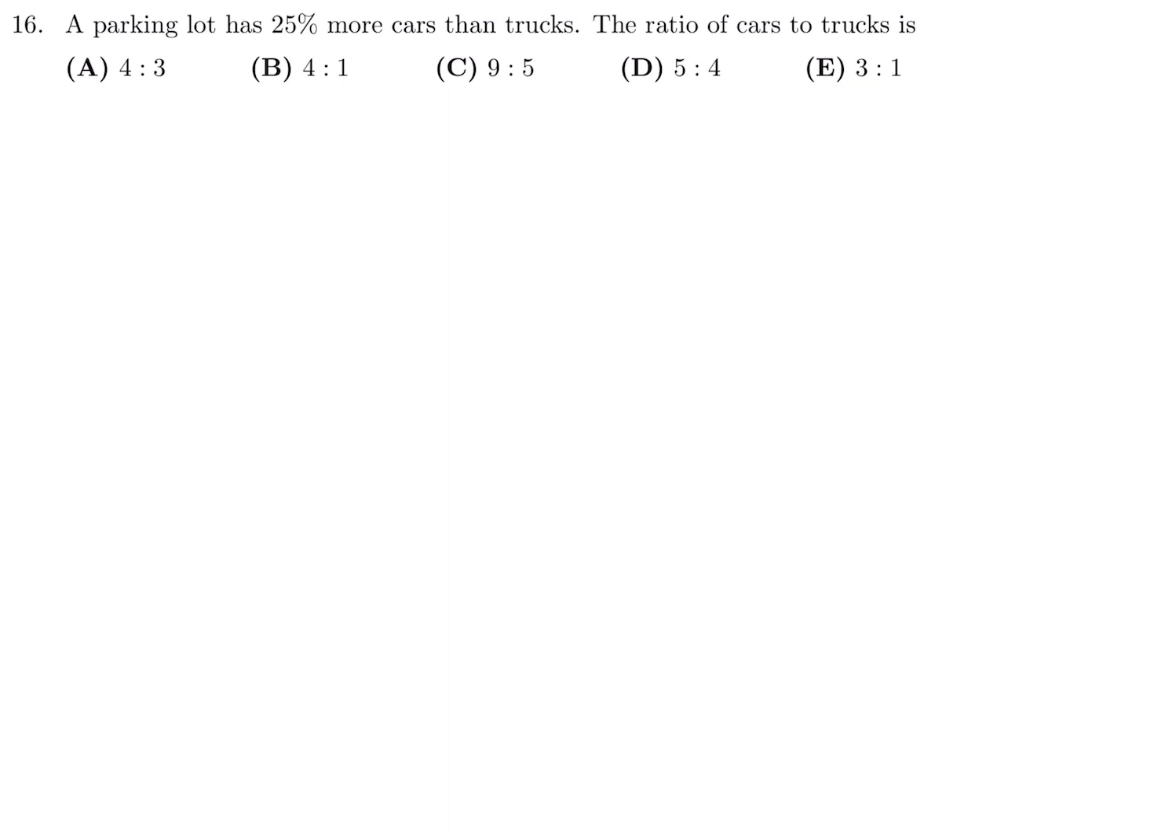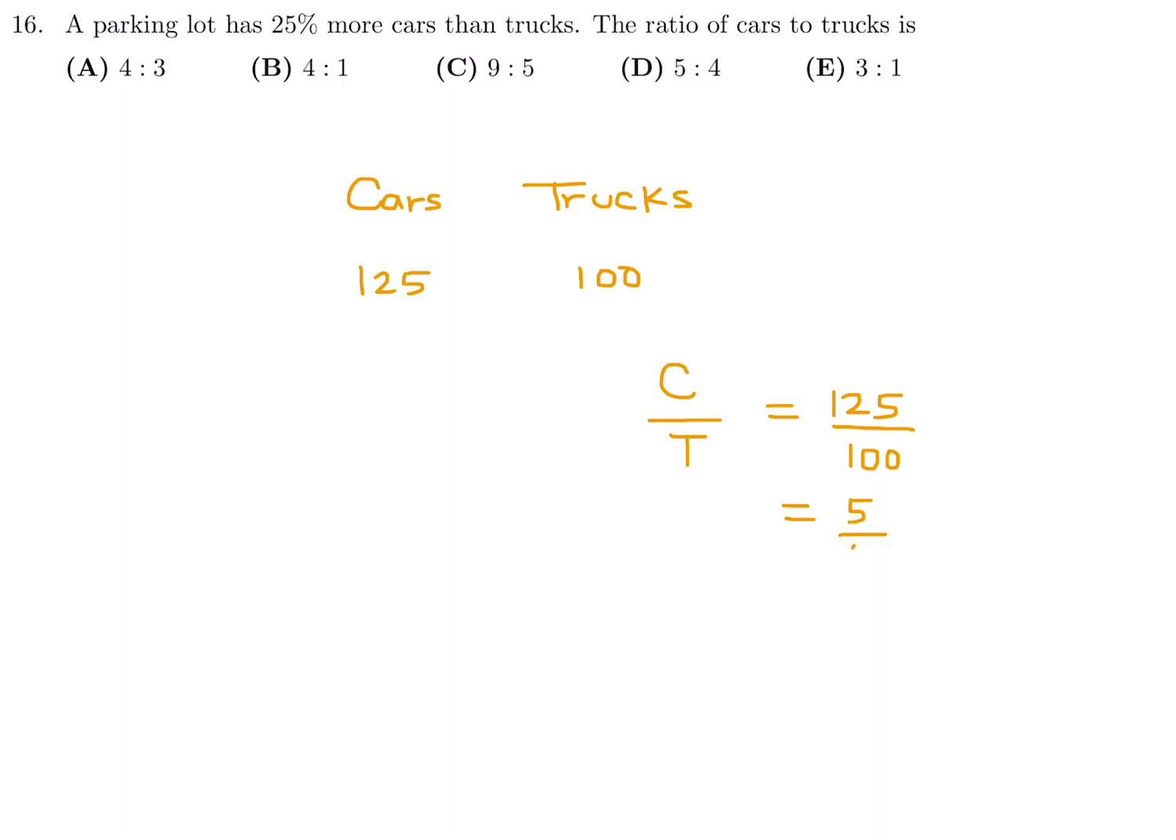A parking lot has 25% more cars than trucks. The ratio of cars to trucks is. So we have a certain number of cars and we have a certain number of trucks. And let's say that there's 125 cars, and that means there's 100 trucks, right? There's 25% more cars than trucks. So the ratio of cars to trucks would be 125 over 100. And that is 5 over 4. So number 16, the answer is D.